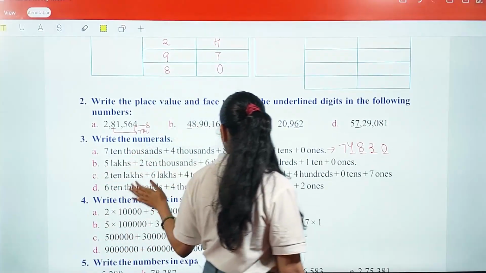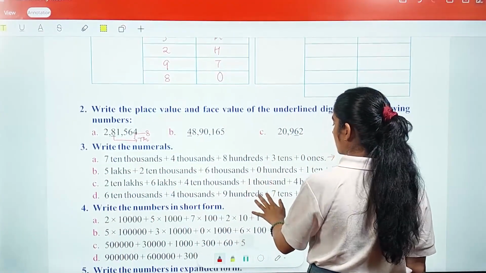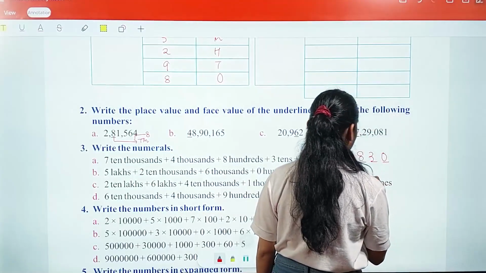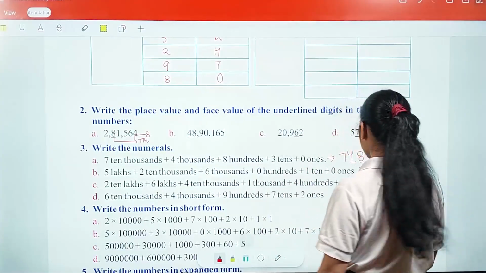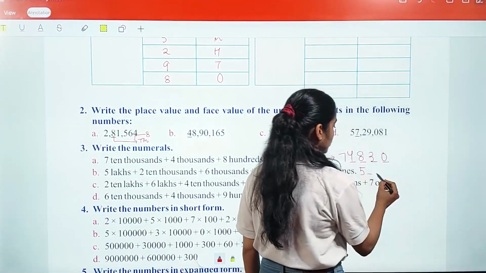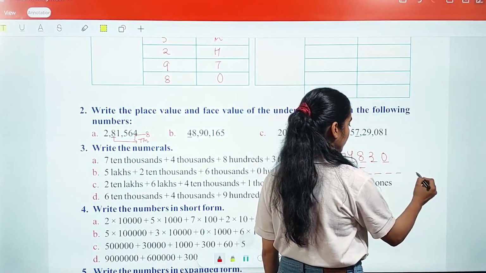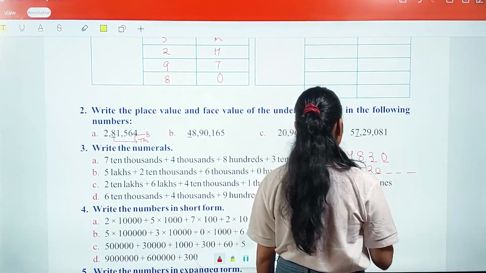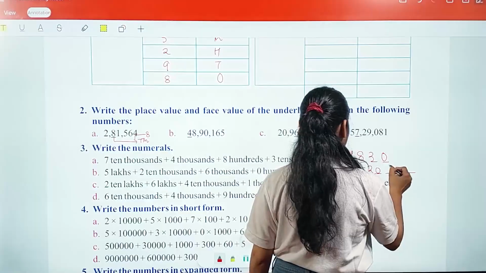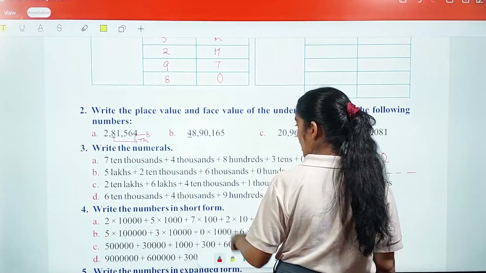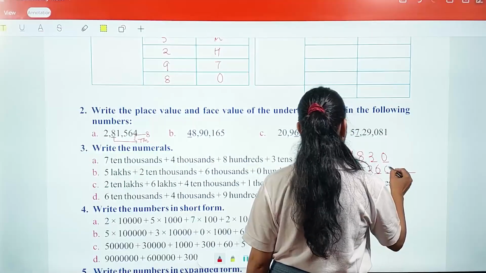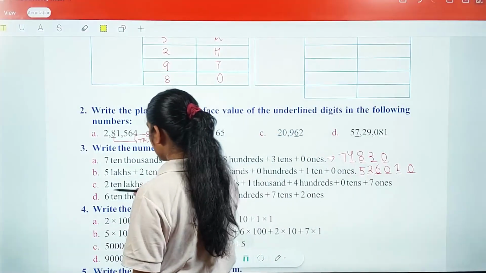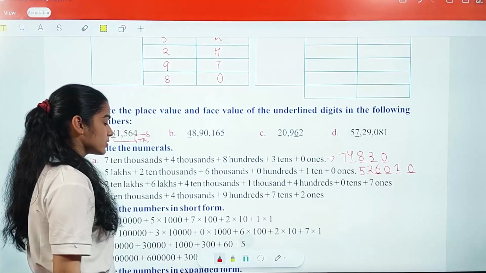This question: 5 lakhs, 2 ten-thousands, 6,000, 0 hundreds, 1 ten, 0 ones. So 5 lakhs. If we write 5, how many blanks should be there in 5 lakhs? Well done. 5. 1, 2, 3, 4, 5. After this we have 2 ten-thousands, so 20,000, that means 20, then 6,000, 6. After this we have 0 hundreds, so 0, then 1 and 0. So this is your numeral. You have to do the rest of the 2 parts on your own.